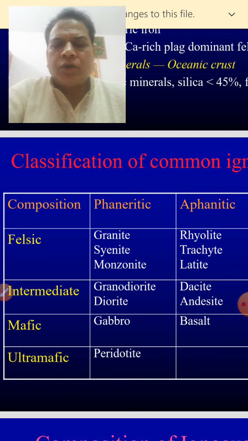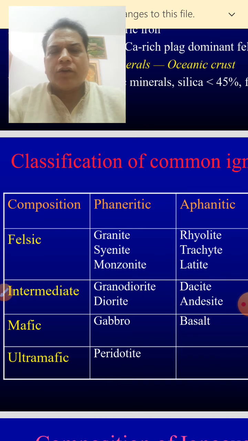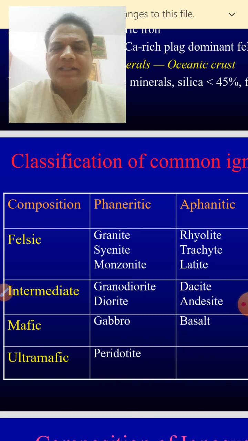Phaneritic, you all know, means those whose grain size can be seen with the naked eye. So your rocks granite, syenite, monzonite, right? Once we say phaneritic and felsic together, these three examples will be there. Once we say aphanitic felsic, it means rhyolite, trachyte, latite.